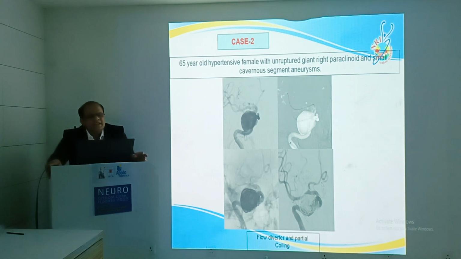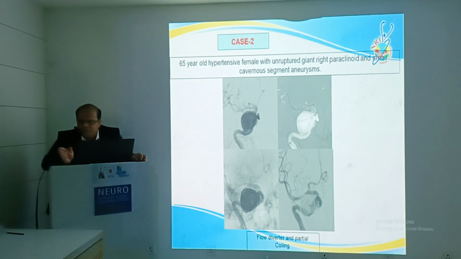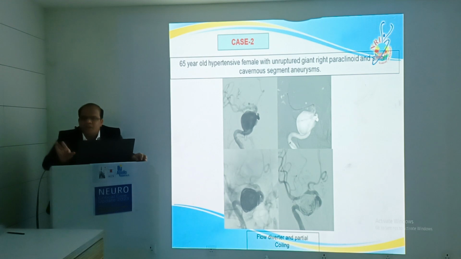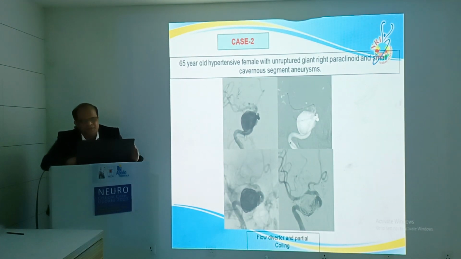The second case is a 65-year-old hypertensive female patient with an unruptured giant right paraclinoid as well as small cavernous segment aneurysms. For this, the neurointerventional radiologist avoided the flow through the aneurysm. He placed a flow diverter and also created a partial coil. Because of that, the blood flow has been diverted from that vessel, so that vessel has collapsed as well as thrombosed by the coiling, and this patient has improved.